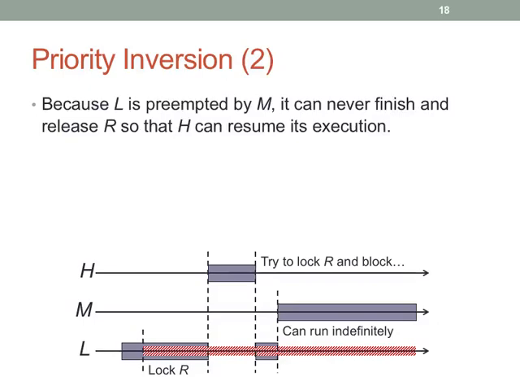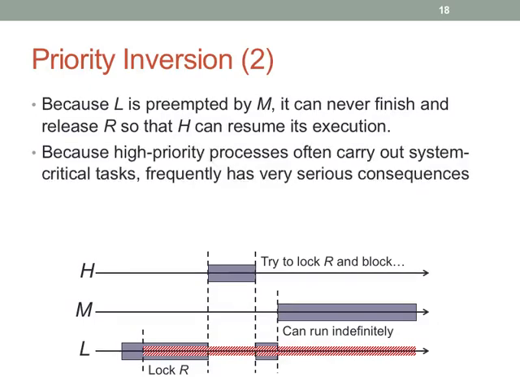Yeah, so L is preempted by M. It can never finish, and so on. Now, the reason why this is so problematic is that usually they're high priority tasks because they are required for the system to continue running properly. Okay? So oftentimes priority inversion can really destroy the effectiveness of these systems.